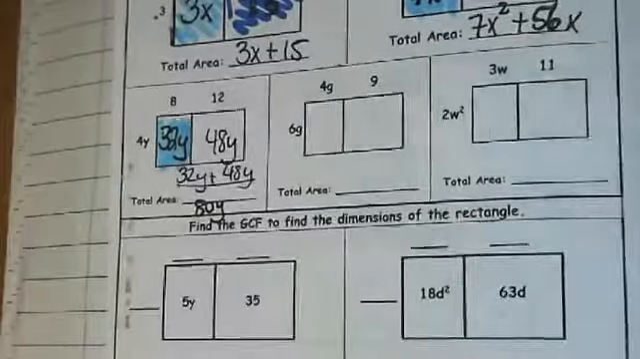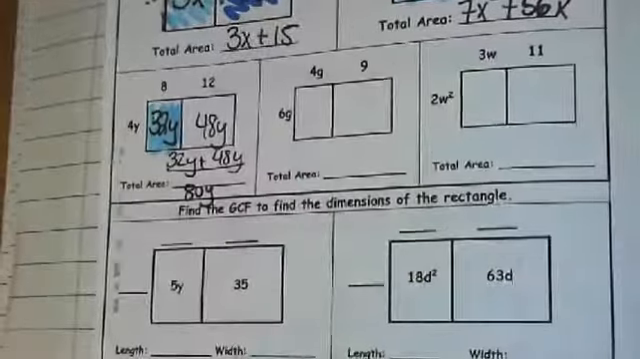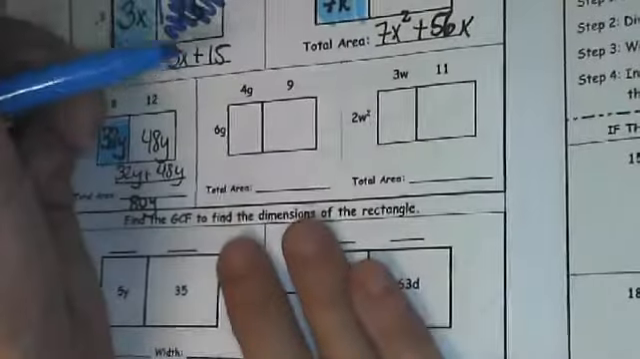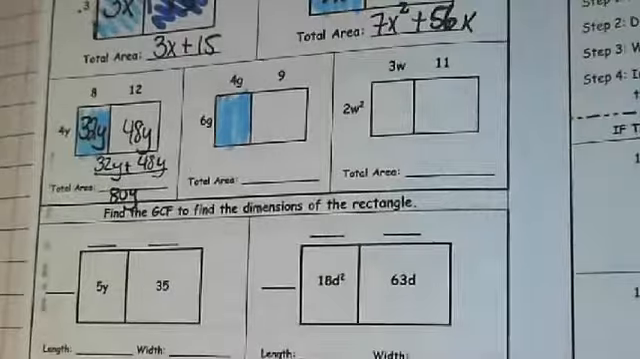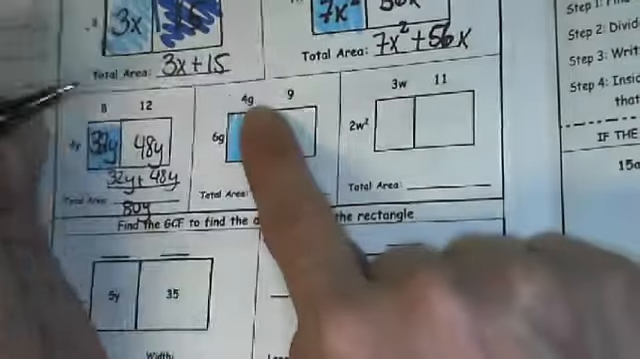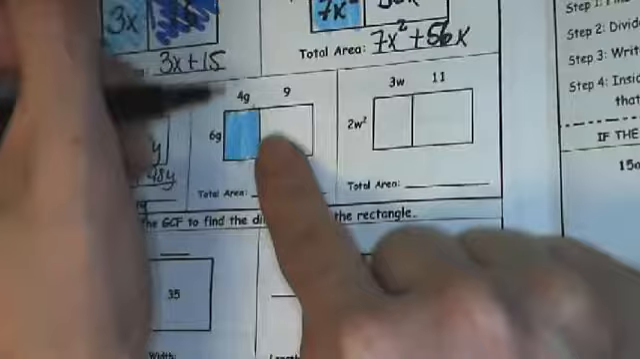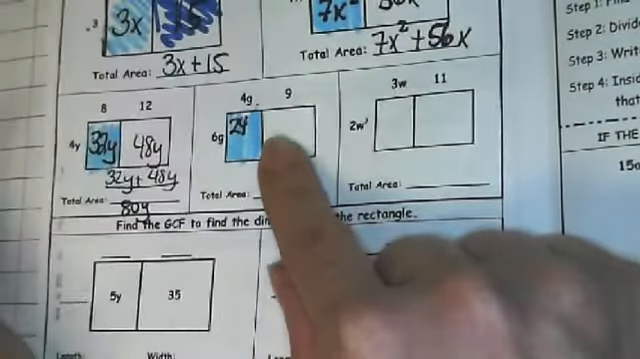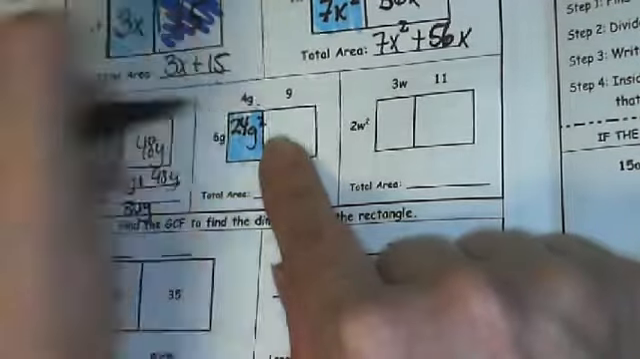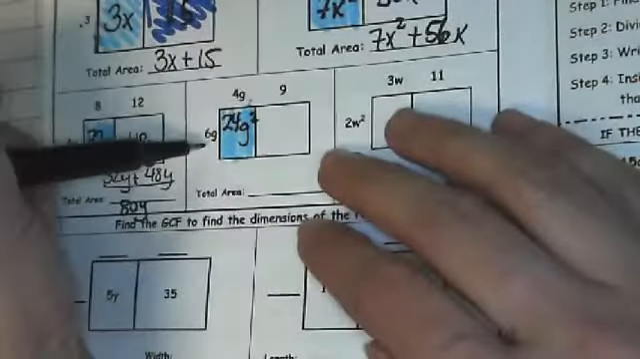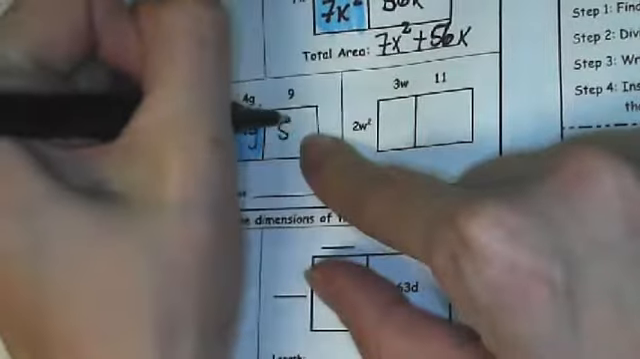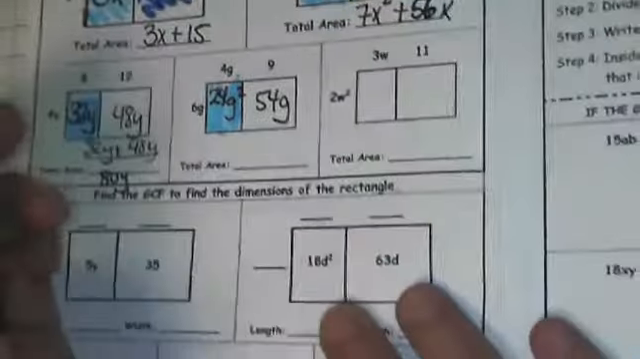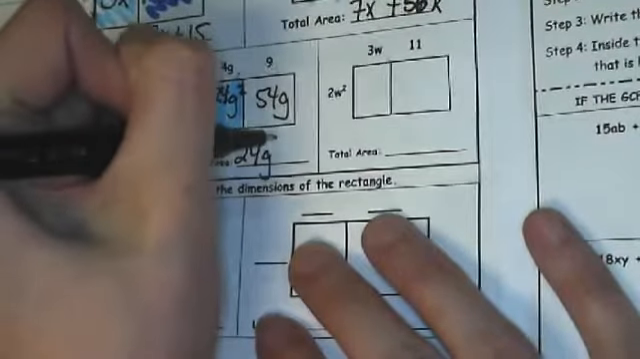And so this one here, I'm going to find the area of this part. So I'm multiplying 6g times 4g. So 6 times 4 is 24. And then g times g would be g to the second. And then I'm multiplying 6g times 9. So 6 times 9 is 54, and then I have a g. So I would write it as 24g to the second plus 54g.